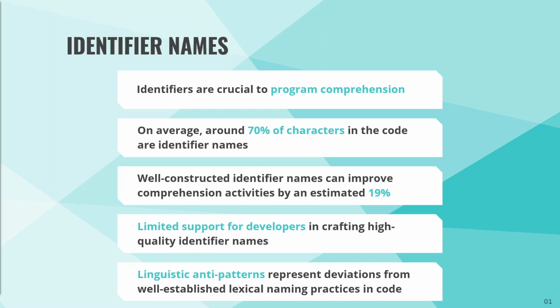Hence, as a starting point for our work, we chose to implement the detection of linguistic anti-patterns in source code. We selected anti-patterns since they are well researched and they represent real, tangible identifier naming problems.